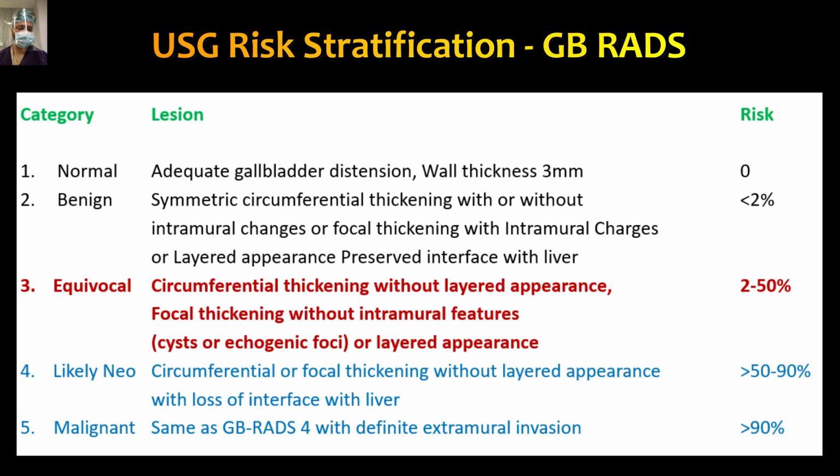Likely malignant if there is circumferential or focal thickening without layered appearance or with loss of interface with the liver, and malignancy if there is definite extramural invasion. So 4 and 5 are clearly malignant. We have to proceed with other evaluation like tumor markers and CT scan, and this patient will be restricted to the extended cholecystectomy. Equivocal is the area where we have to concentrate further, and categories 1 and 2 are benign. You can simply proceed with the lap chole.